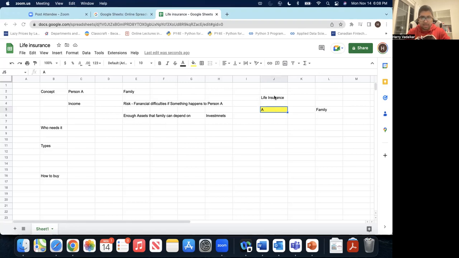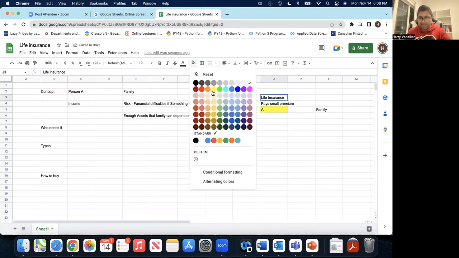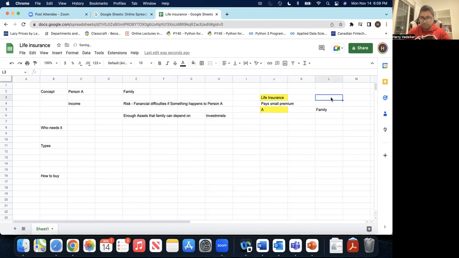So there is a person A who pays a small premium to a life insurance company. The life insurance company takes that premium and agrees to pay the sum assured to the family, but only if something happens to person A. So this is the concept of life insurance.